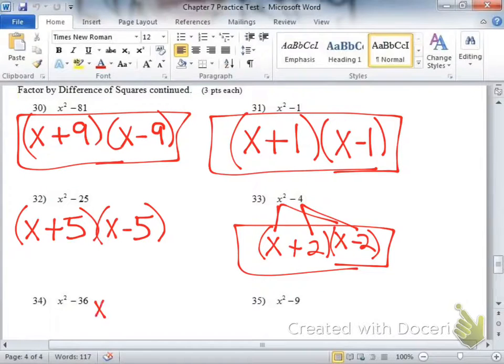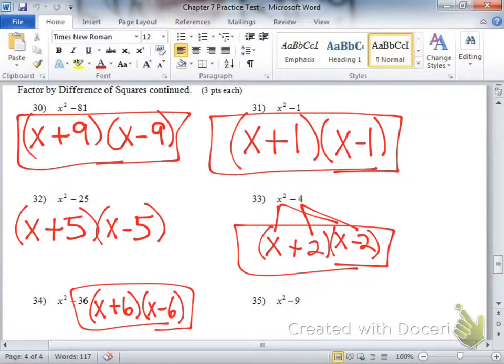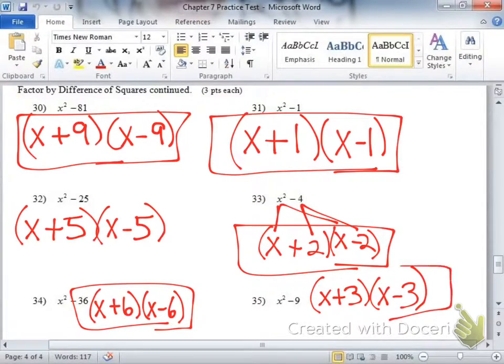All right, down at the bottom, we'll get x plus 6, x minus 6. And number 35, we'll get x plus 3 and x minus 3. Any questions on the dots? Remember, it's what number times itself gave you the first term. That goes in the front. What number times itself gave you the back term. That goes in the back. They're both binomials, so put them in parentheses. One gets a plus, one gets a minus.